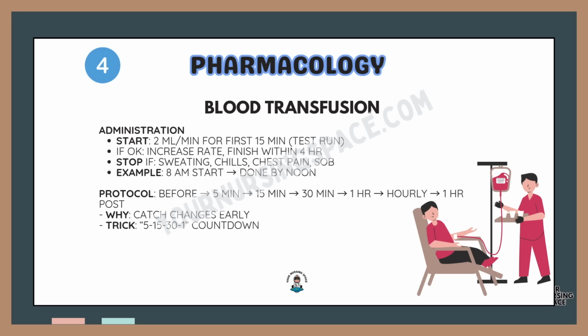When you're giving it, start slow, 2 milliliters per minute for 15 minutes, because that's prime reaction time, and you're watching like a hawk eyeing everything. Then wrap it up in 4 hours max, since blood's picky and spoils fast, and check vitals before, at 5, 15, 30 minutes, hourly, and an hour after. Easy to recall with 5, 15, 30, like a countdown to safety.